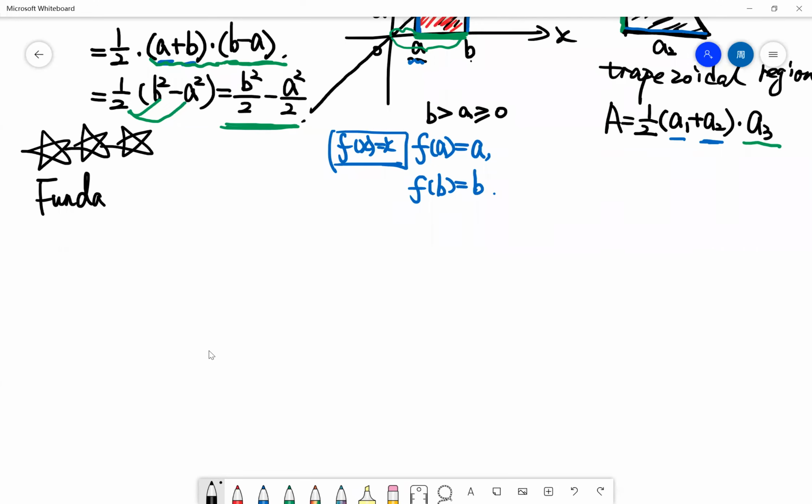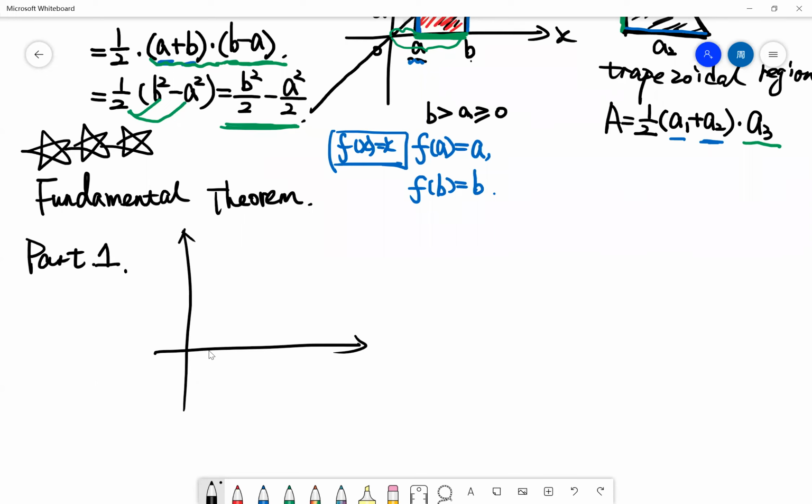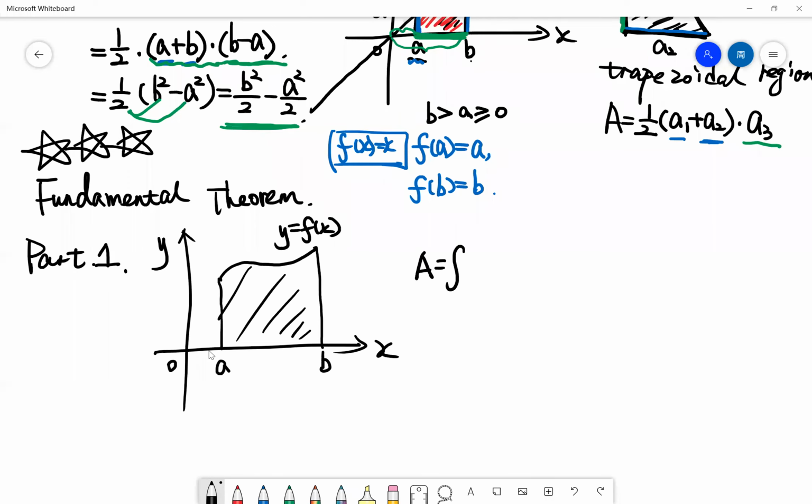So this is the key topic of today, the fundamental theorem. So we will learn part 1 first. And part 1 says, this graph again. A, B, y equals f of x. Okay, and so here we know that the area of this region is the definite integral here.